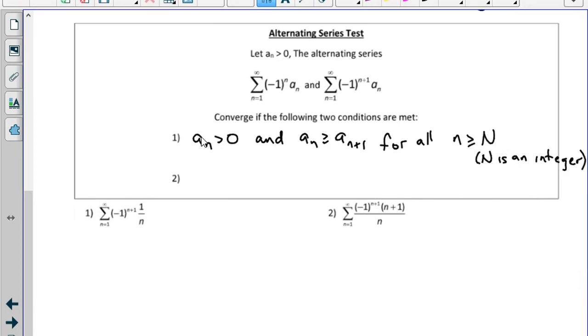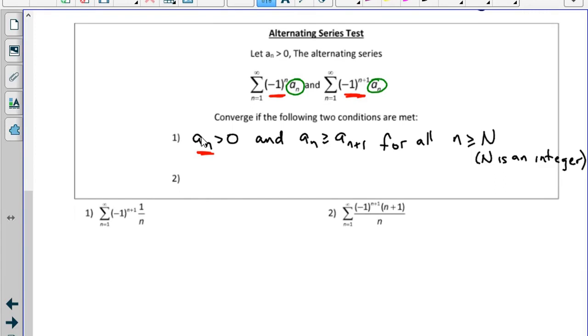So let's explain that one for a second. When we say a sub n is greater than 0, what we mean is that because this negative 1 to the n term is alternating back and forth, we need all of these terms to be alternating back and forth. So these a sub n's have to be positive, so that the negative 1 to the n makes the series alternate between positive and negative. If a sub n was flipping back and forth between positive and negative, then the negative 1 to the n wouldn't really make a difference.